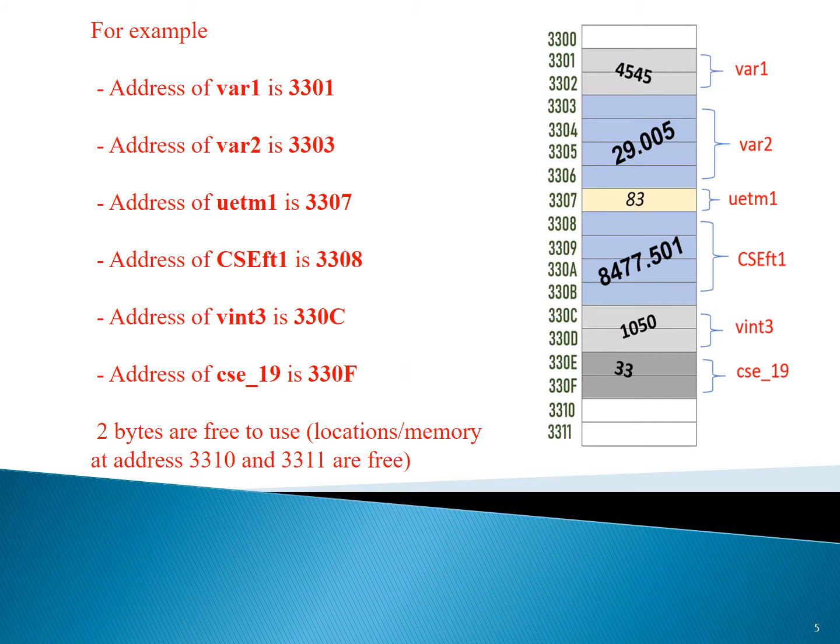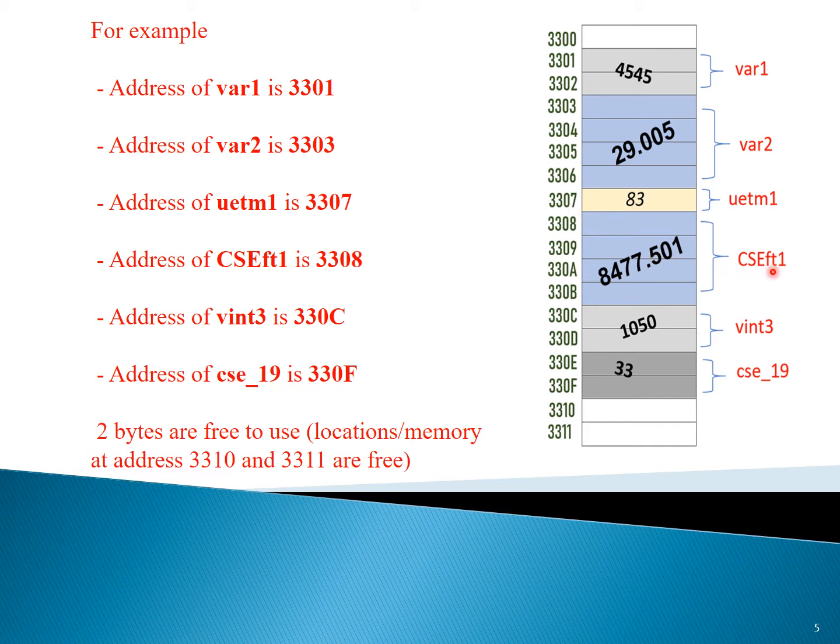Here on this slide we have a few examples of the addresses. The address of variable 1 is 3301. It's an integer variable because it occupies 2 bytes. So the address is 3301. This is the starting address, the address of the first byte of this variable. The address of the first byte of variable 2 is 3303. The address of UETM1 is 3307. It's a character variable because it occupies only 1 byte, so this is the address.